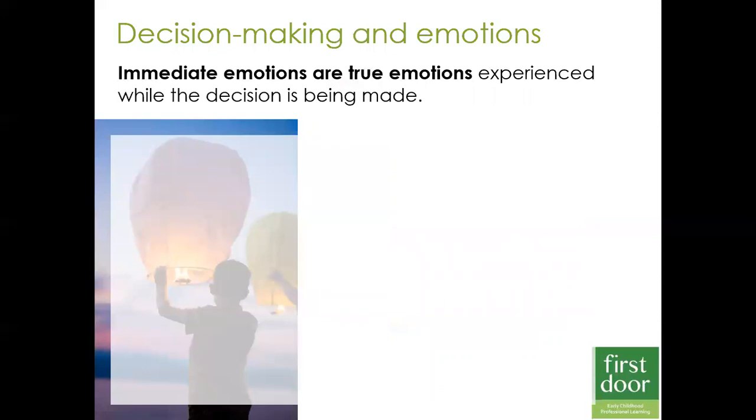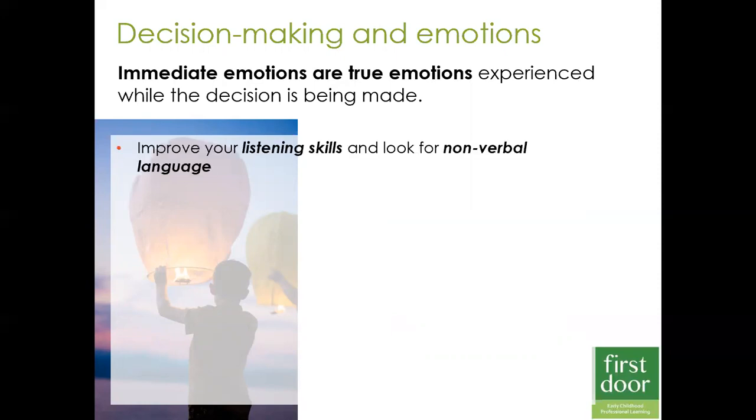So, decision making and emotions. Remember, we've talked about how emotions are a lot more immediate than moods. That means we need to be aware of them when they come up before we can make decisions. When we're thinking about this in relation to others, one way to go about it is to take time to listen and look for those non-verbal cues in one another.